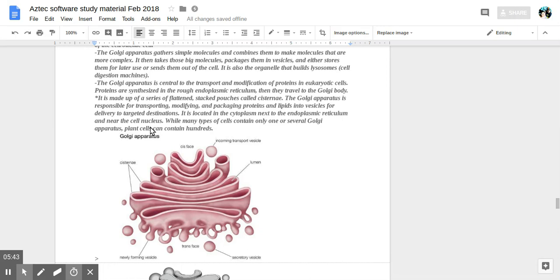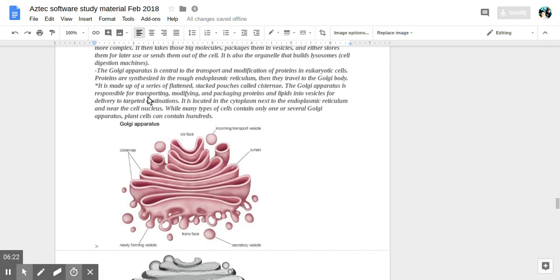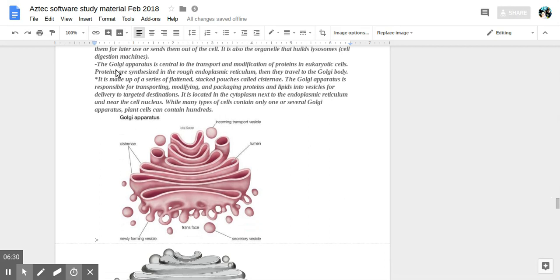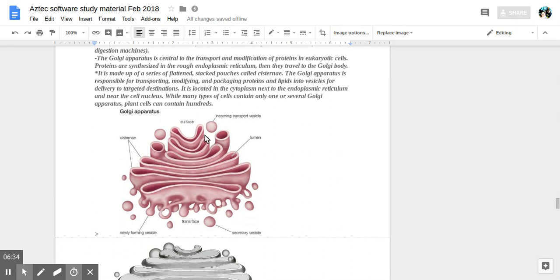The Golgi apparatus is essential to the transport and modification of proteins in eukaryotic cells. The proteins are synthesized in the rough ER. They travel to the Golgi body, which has stacked pouches called cisternae, just like the ER. Flat stacks. The Golgi apparatus is responsible for transporting, modifying, and packaging proteins and lipids into vesicles for delivery to targeted destinations. It is in the cytoplasm next to the ER and near the cell nucleus. While many types of cells contain only one or several Golgi apparati, plant cells can contain hundreds.